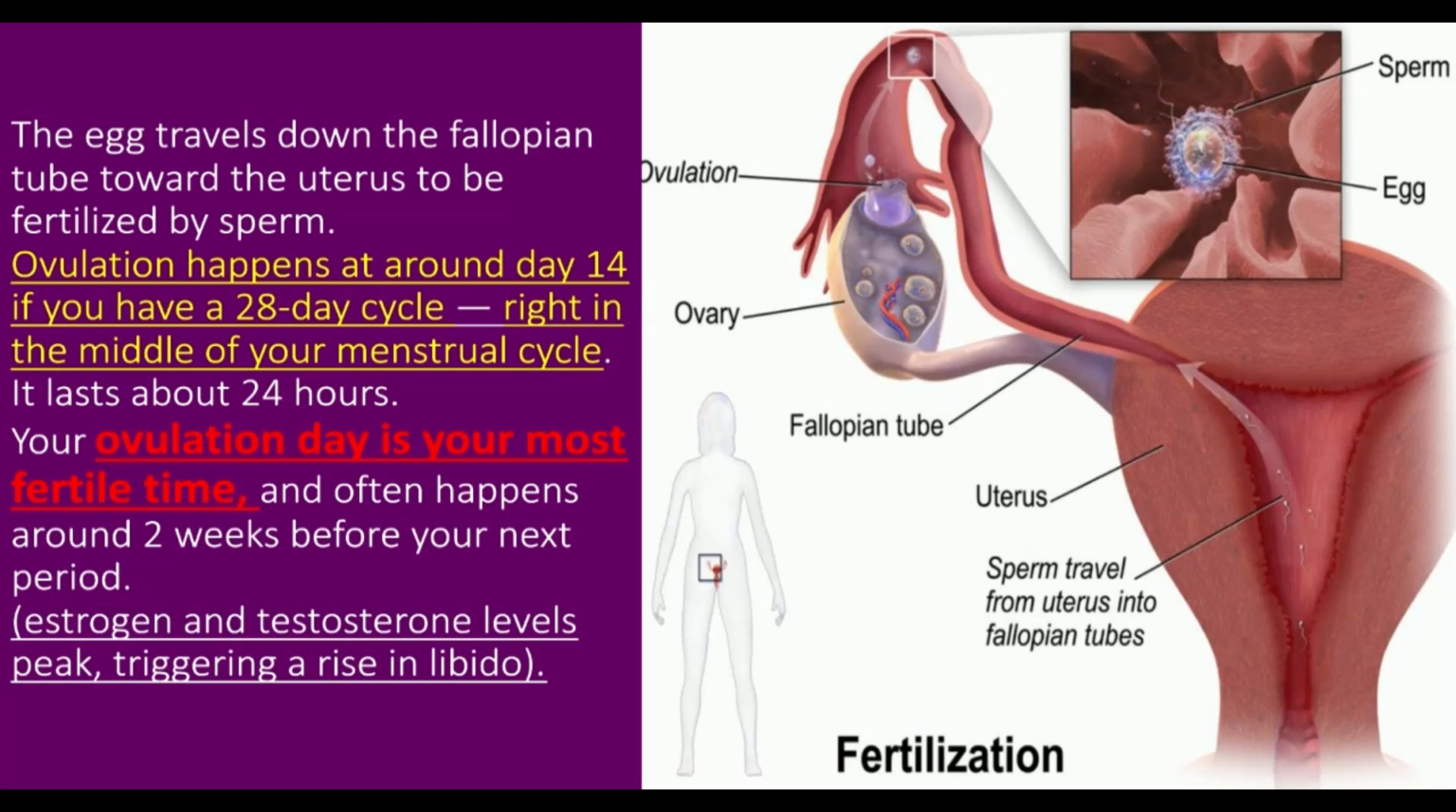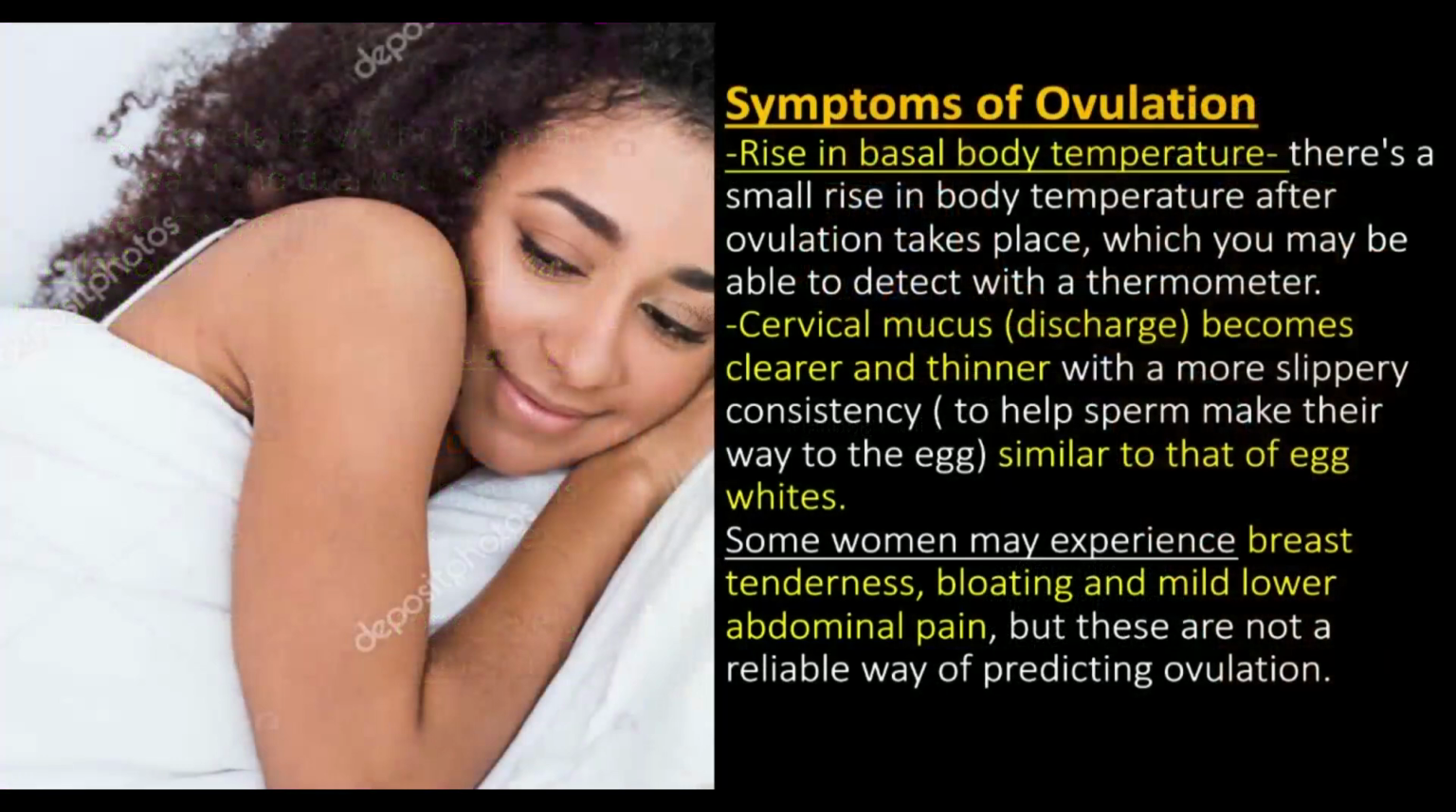If you have a 28-day cycle, right in the middle of your menstrual cycle, it lasts about 24 hours. Your ovulation day is your most fertile time and often happens around 2 weeks before your next period. It's very common to feel much more interested in sex midway through your cycle or when you ovulate.